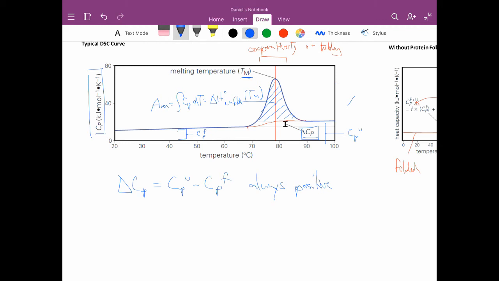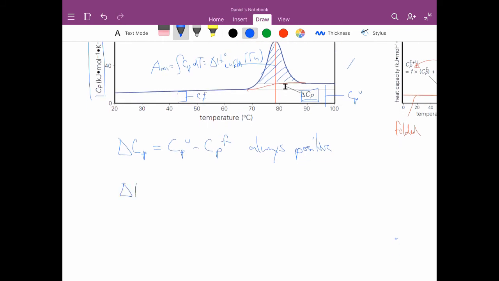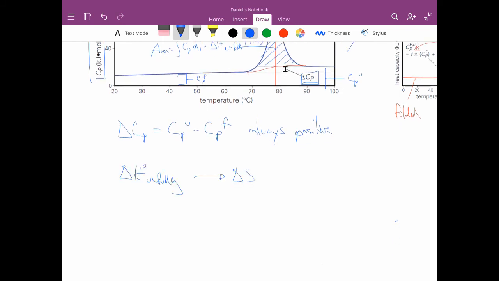And other things you get from this is the melting temperature of the protein, when half of the protein species are folded and the other half is unfolded. That is the top of this heat capacity hump. And since we've gotten the delta H of unfolding at the melting temperature, we can tie it to the entropy change of unfolding at the melting temperature through Gibbs free energy. So I'll explain that real quick.